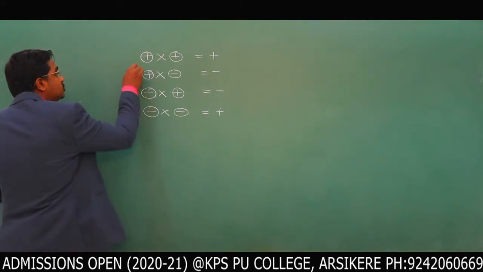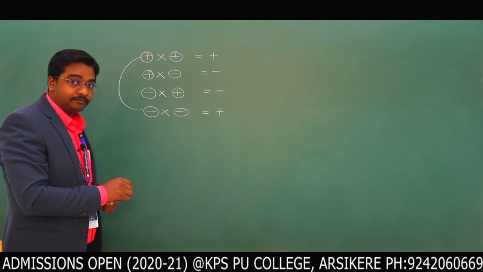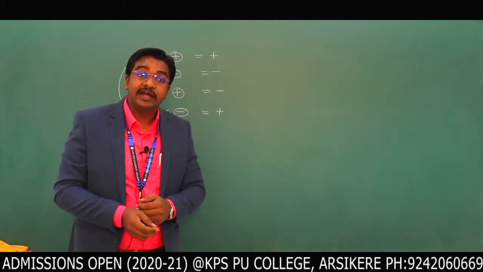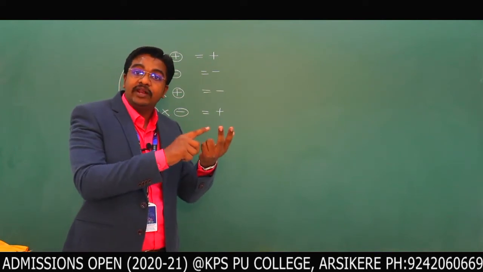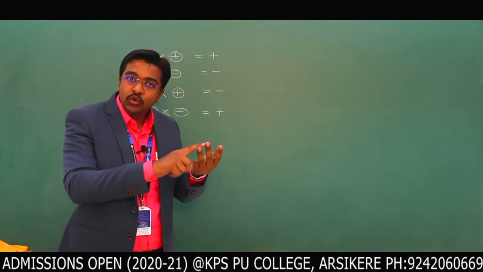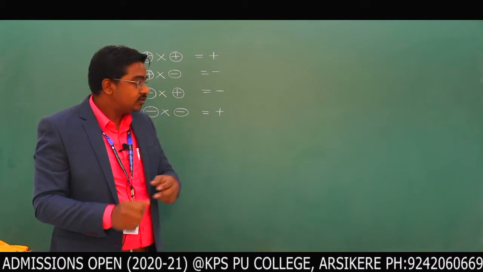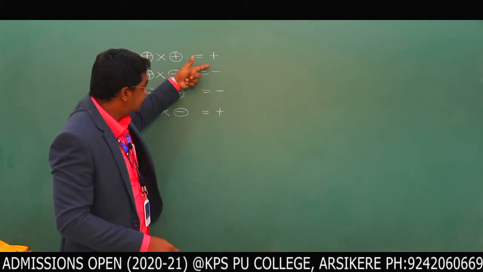Just remember, when two terms have identical signs, their product becomes plus. So minus 2 into minus 2, we will get plus 4. 2 into 2, again we get plus 4. So the signs are the same, identical, and the result is a plus sign.